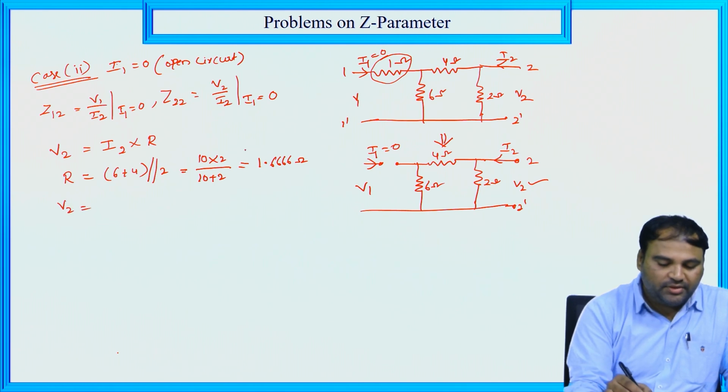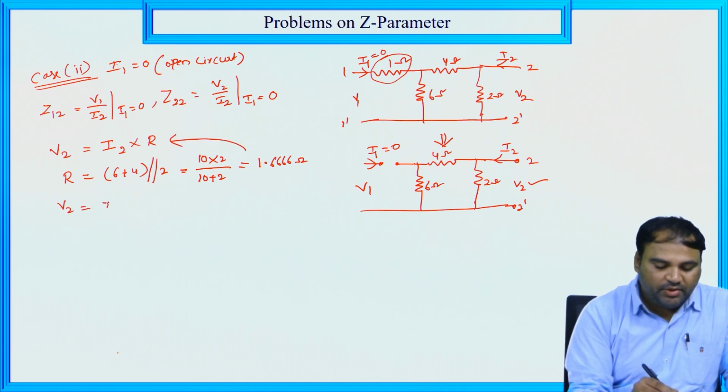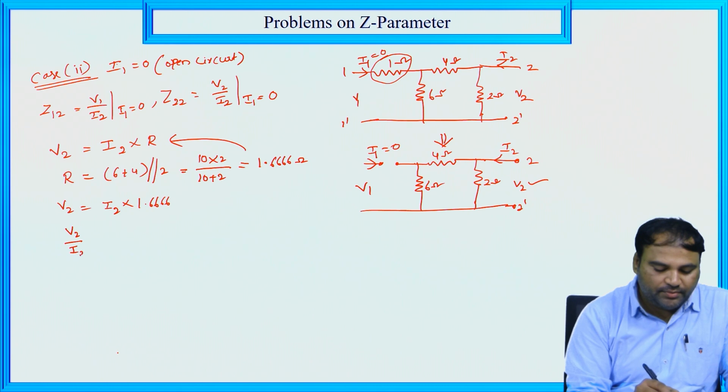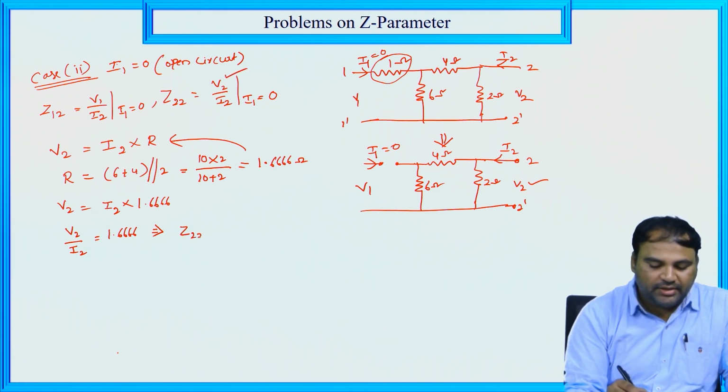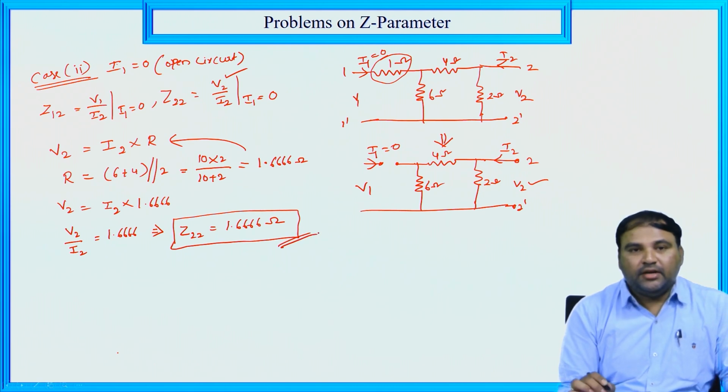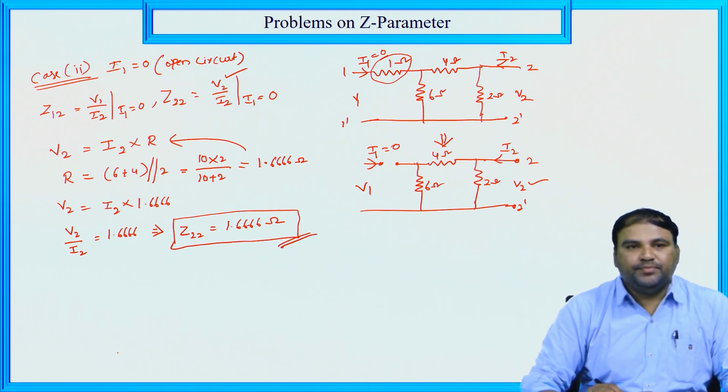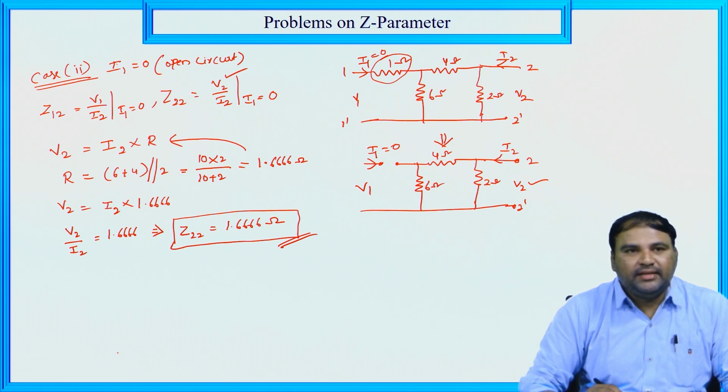Now substitute this value in this equation. V2 equal to I2 into 1.6666, or V2 by I2 equal to 1.6666. So V2 by I2 is nothing but Z22, where Z22 equals 1.6666 ohm. Here is the third parameter, that is Z22. Now we have to calculate Z12.